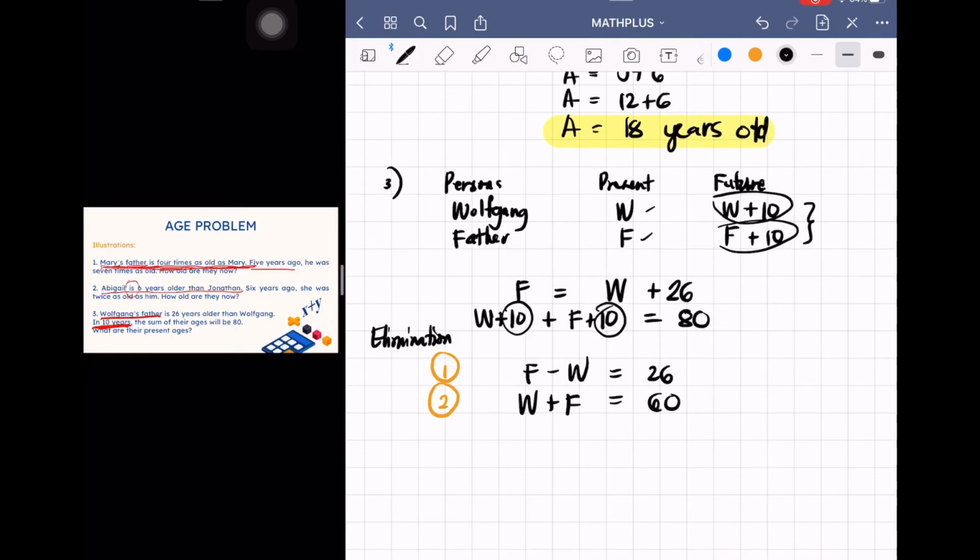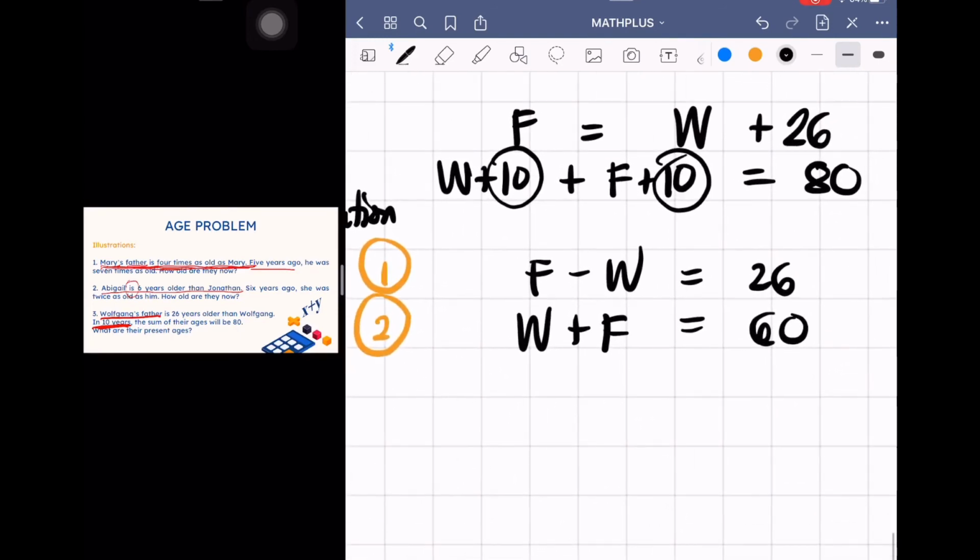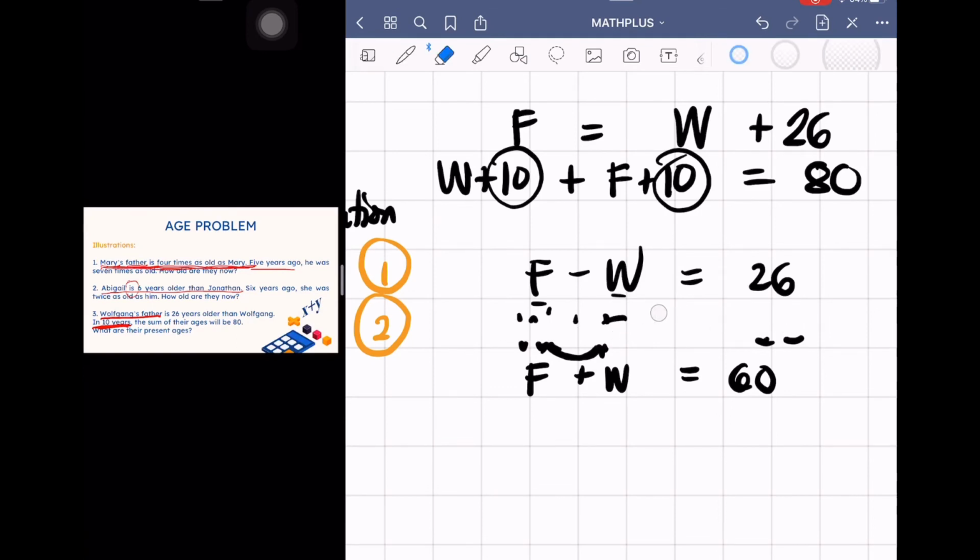To eliminate, since both W and F have the same numerical coefficients, let me just change equation 2 into F plus W equal to 60. I just changed their position so it's similar to the first one. It's easier for you to understand. So let me remove this and put this here.